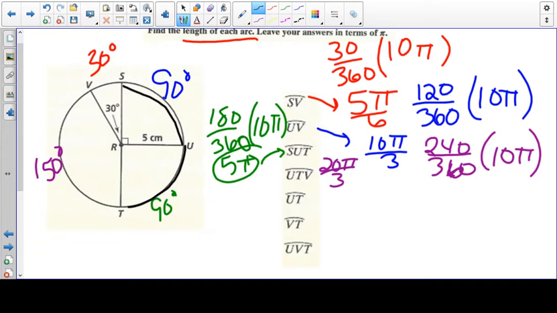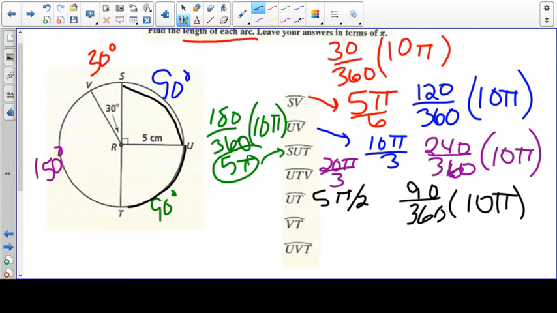Oh, I didn't do SU. I did SV. I'm sorry, I can't read today. I thought I did it, but apparently I didn't. I apologize. Stop. Rewind. Take a breath. We used SU in other pieces. That's how I knew it was already 90. We didn't actually calculate it out yet. So we're going to have 90 over 360 times 10 pi. So I'm going to take 90 divided by 360 times 10. Gives me a decimal, so we're going to change it to a fraction. So this one is 5 pi over 2.